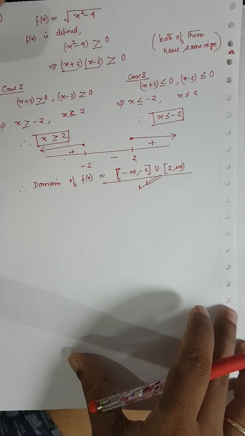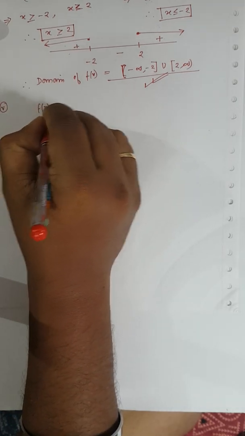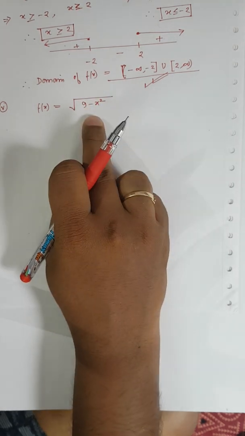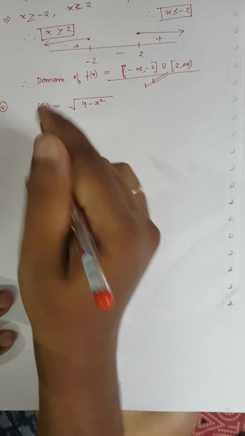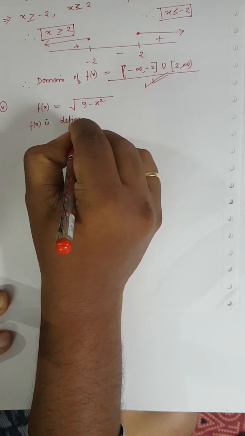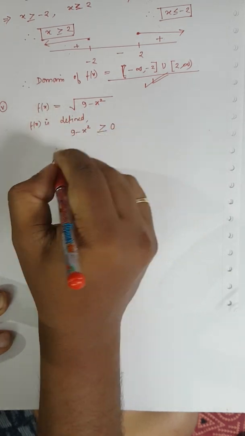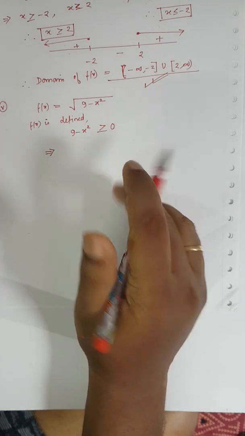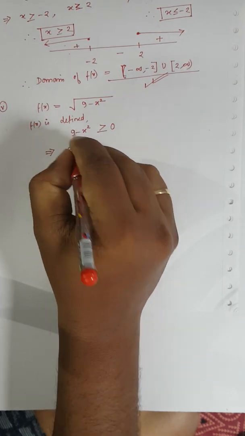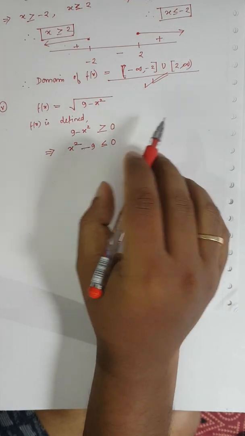Now number 5. Number 5 is f of x is equal to square root of 9 minus x square. See, this is a defined function. f of x is defined when 9 minus x square is greater than or equal to 0. Now, if I take this x square on the other side, it is x square minus 9 less than or equal to 0. So I have changed the side.